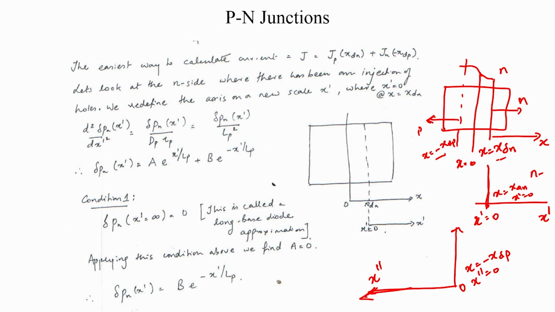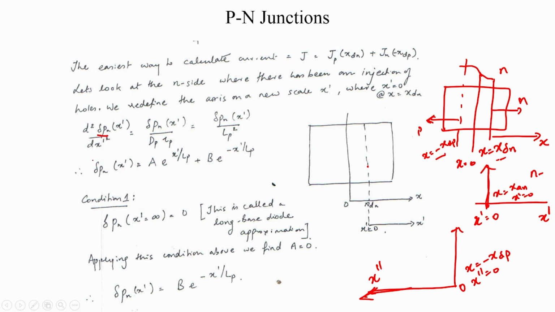so that I can write my continuity equation in a manner that I am very familiar with. It is not going to change the physics, it is just going to simplify the math a lot. Instead of using the x coordinate system, I am going to use this transformation, and we will end up with the continuity equation that we are very familiar with. You will find that the continuity equation that describes the injected hole population on the N side, which is delta pn, is this.